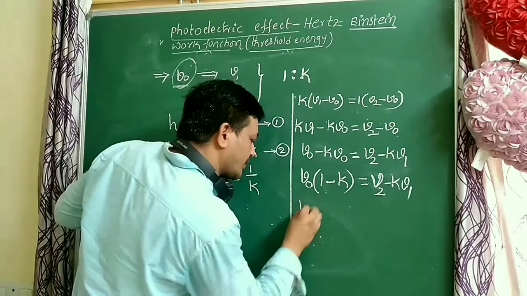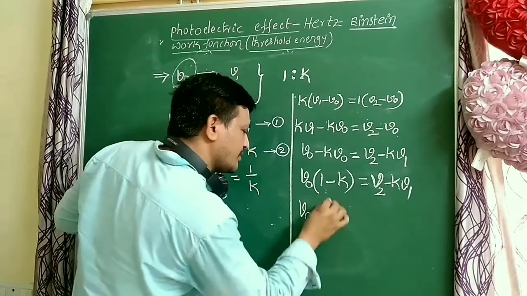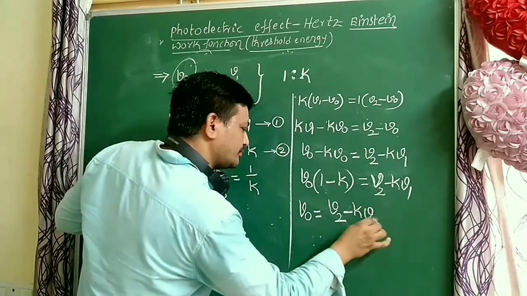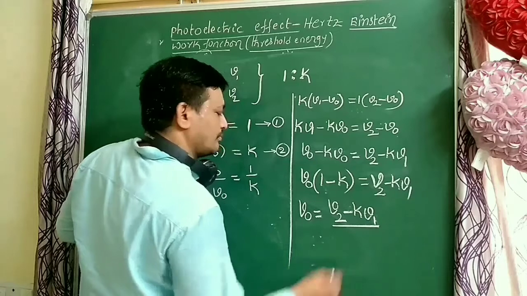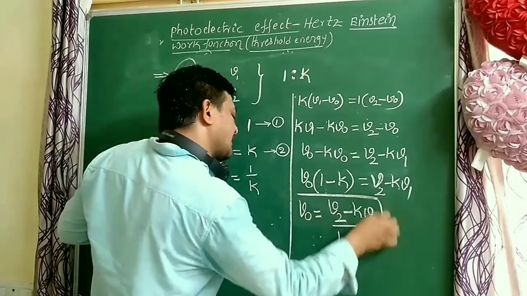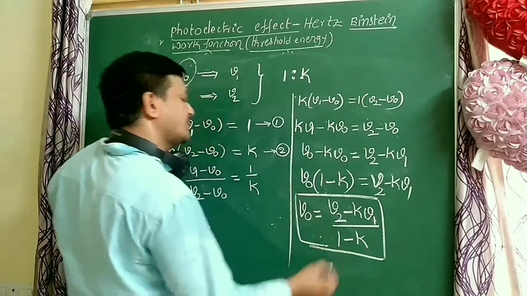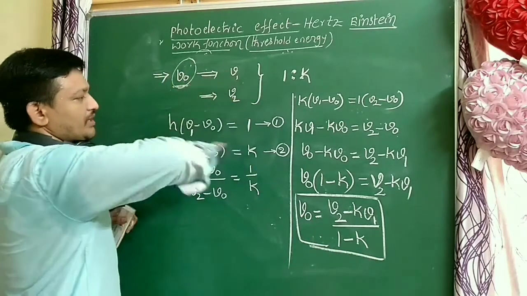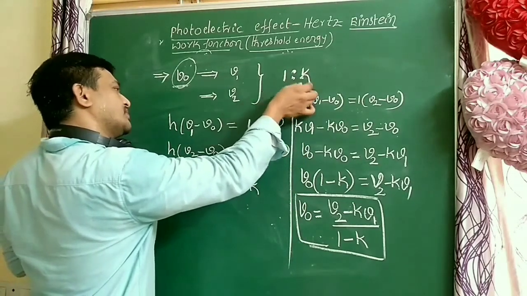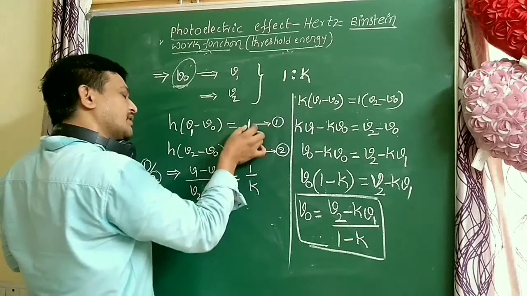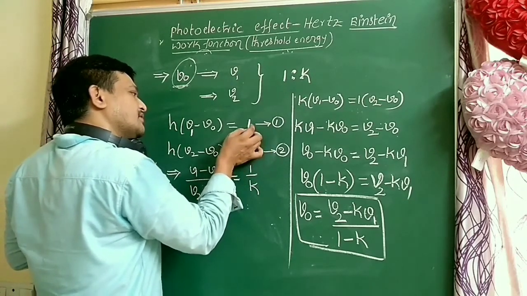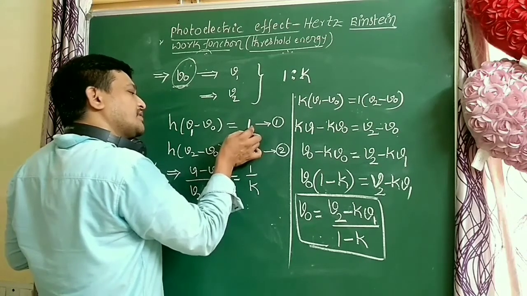So next, mu naught equals, what is the formula, students? Mu naught equals (mu2 minus k mu1) by (1 minus k). Here the potential and kinetic energies are given, so by using this manner, easily calculate the mu naught value. Here 1:10 or 2:3 is given. So here 2, here 1, 1:2. Here 10:30 is given, that is 1:3.